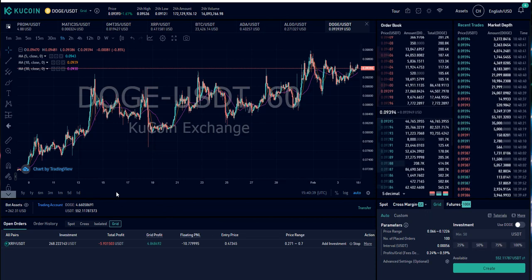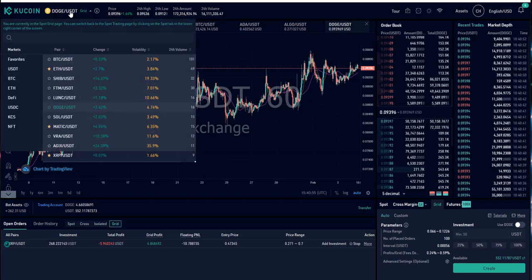So I was looking at algo, and I kind of like the way algo's moving. I just had Doge up here just so I could change this and show you guys how to find it. So you're going to go up here to the top where it says Doge, and you're going to click on it, and it's going to give you all the things.